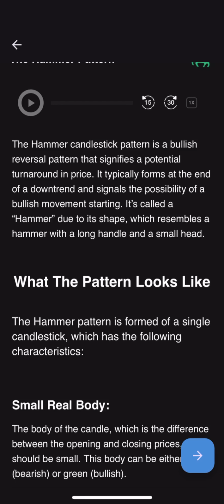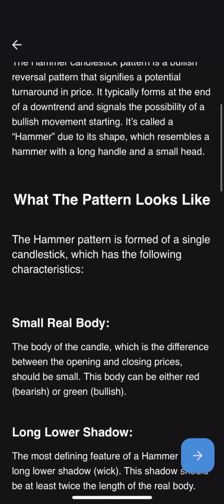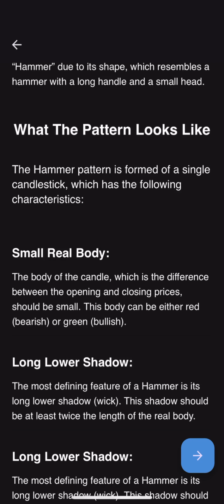What the pattern looks like: the hammer pattern is formed of a single candlestick, which has the following characteristics. Small real body. The body of the candle, which is the difference between the opening and closing prices, should be small. This body can be either red (bearish) or green (bullish).